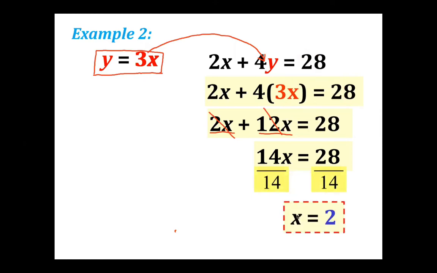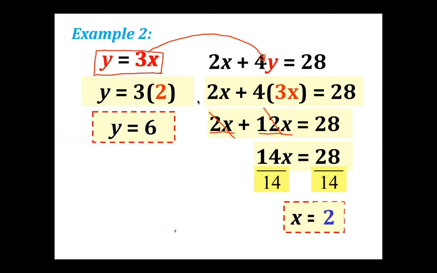Now that you have your x value, you can plug it into one of the original equations to find y. I'll go ahead and plug it into y equals 3x since this is the simpler equation and it's already set for y, so you wouldn't have to do any additional steps to isolate your y value. So that would be y equals 3 times 2, and 3 times 2 is just 6, so your y value would equal 6. Again, express your solution as an ordered pair, which is x, y, and your ordered pair would be 2, 6.